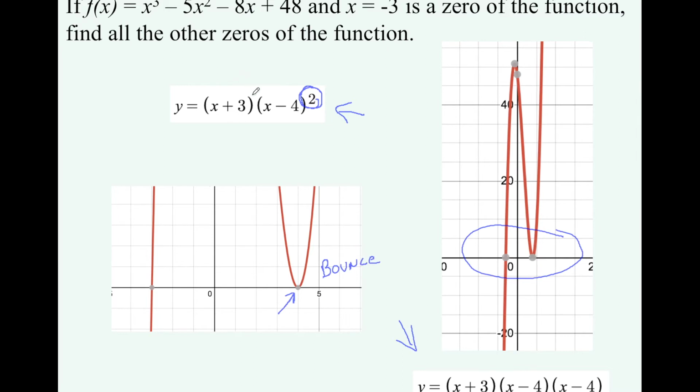And this one over here, where remember x equals negative 3 was our solution, this happens one time, an odd number of times, okay, then that means that it goes through, it cuts through the x-axis. So we have a bounce. Bounce is when factors happen an even number of times, and this is a cut, which is when factors happen an odd number of times.